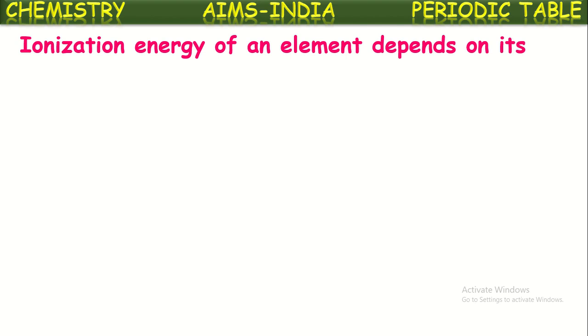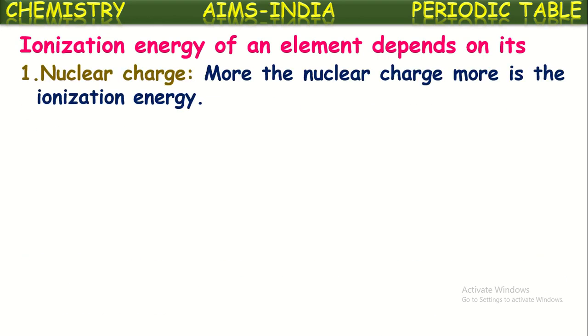Ionization energy of an element depends on which factors? Let us see here. The first among them is nuclear charge. The more the nuclear charge, the more the ionization energy. If a greater nuclear charge is present, then the electrons in the shells of that atom will be held tightly by the nucleus. The removal of an electron from its outermost orbit requires a greater amount of energy, and we call that energy ionization energy. That's why the more the nuclear charge, the more the ionization energy.